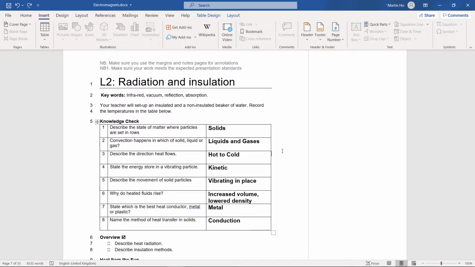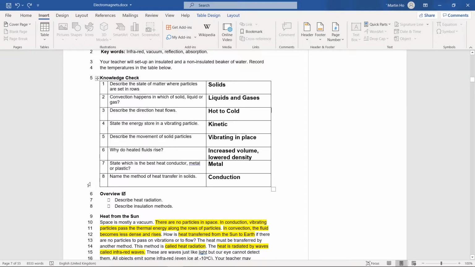7. Which of these is the best conductor, metal or plastic? Metal is the best conductor of heat, as it can actually transfer through the thermal energy without melting. 8. Name the method of heat transfer in solids. In solids, we call this conduction. Please take a moment to green pen in any answers that you have left blank or correct answers as you see fit.